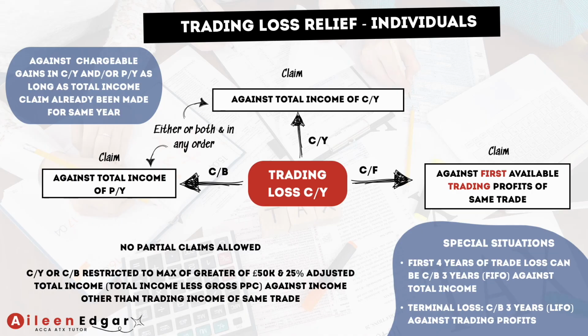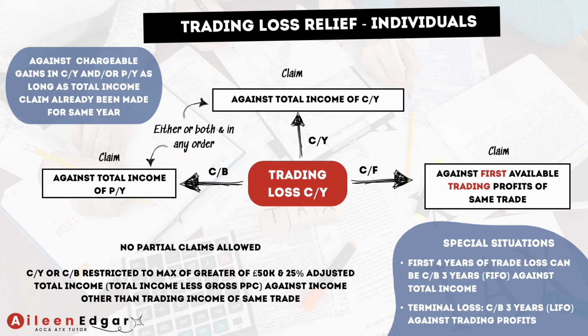How are you going to remember which one's a first in, first out basis, which one's last in, first out? Think about what's happening with the business. Terminal loss relief happens at the end of a business, in the last few years of a business. So LIFO, last in, first out. Our carryback in the early years of business, that's in the first few years of the business. F, first in, first out.